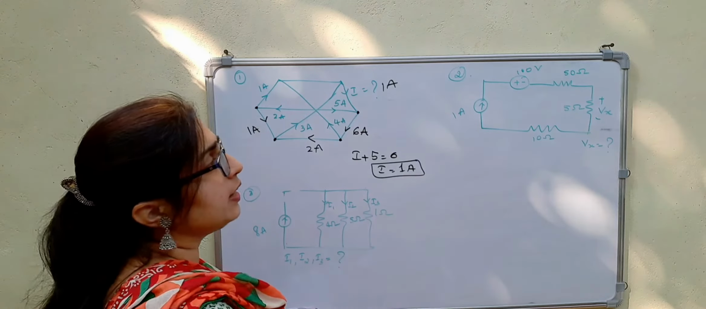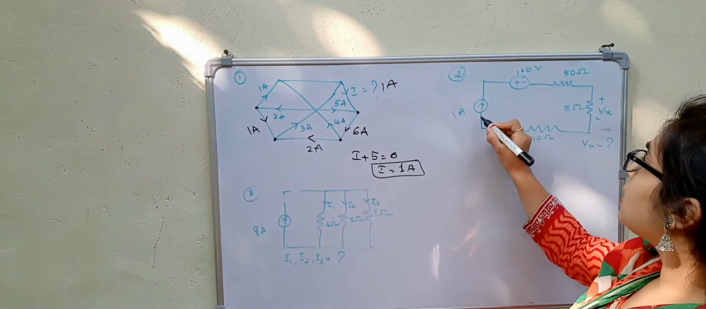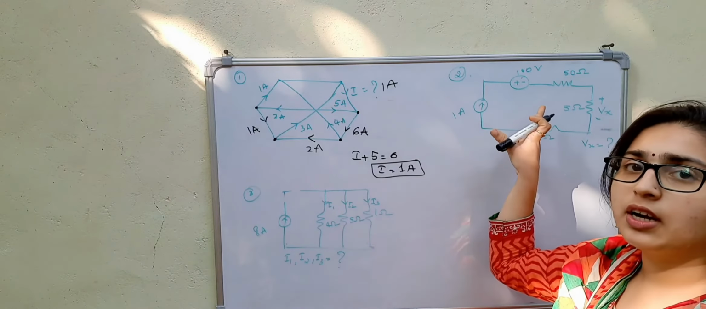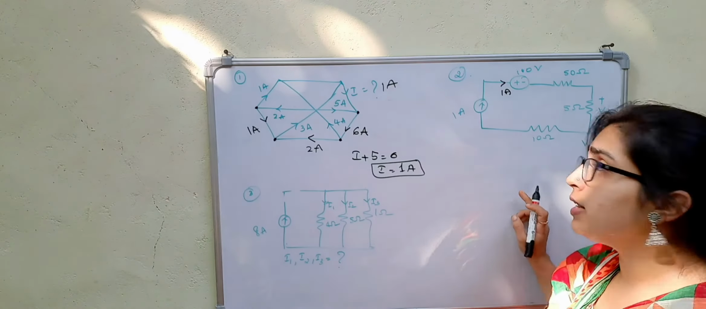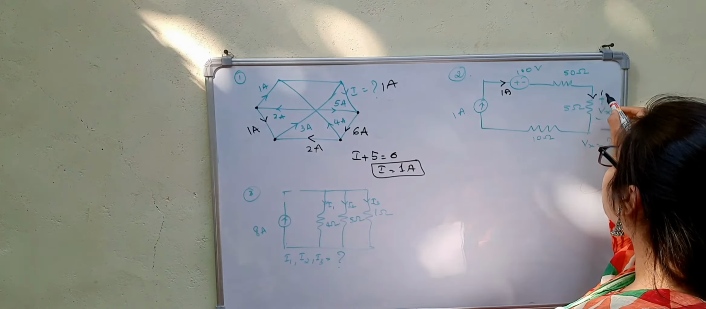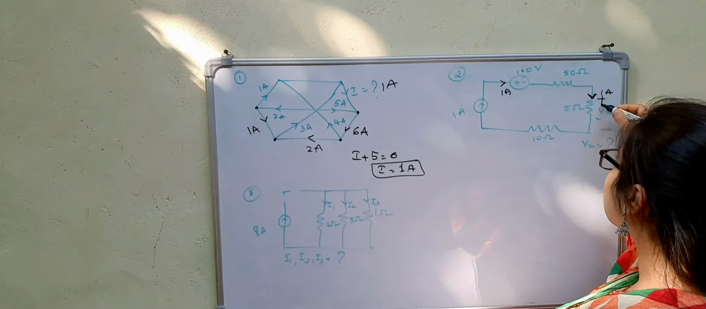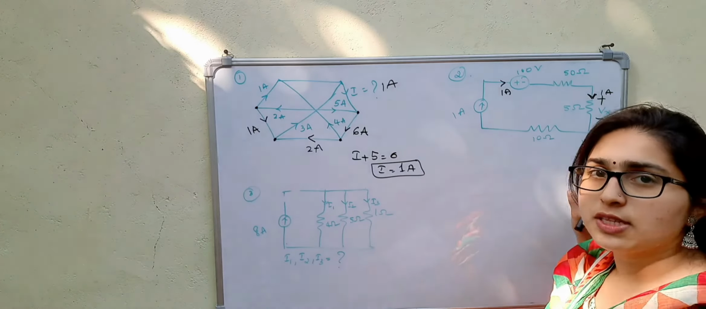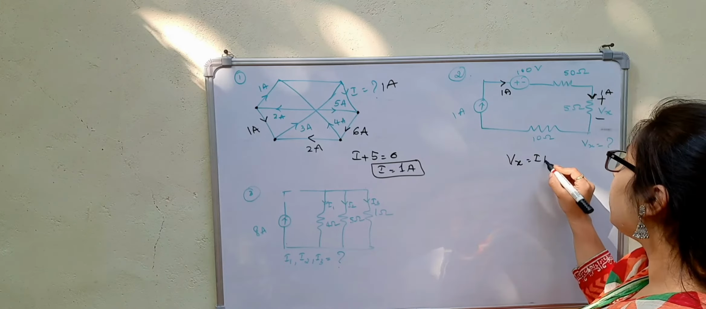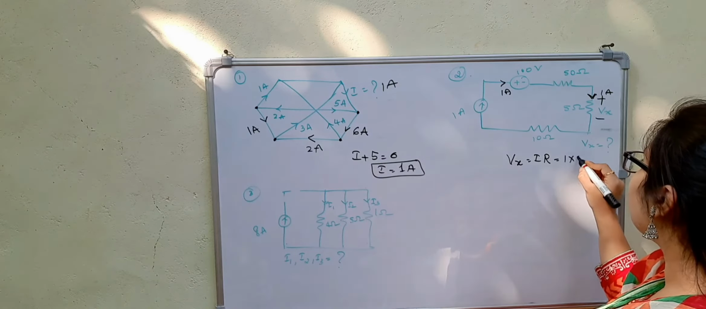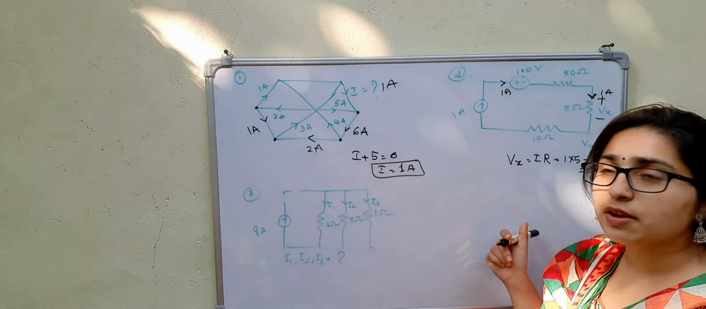In the second problem, they are asking you to find the voltage Vx. This is the current source which is delivering a current of 1 ampere, so 1 ampere flows through these elements. The current always flows from higher to lower potential, so the sign convention is proper. Vx is equal to I into R, that is 1 into 5, equal to 5 volts. The answer is 5 volts.